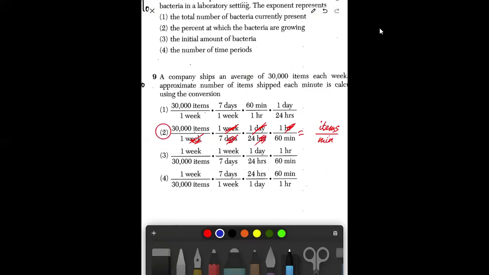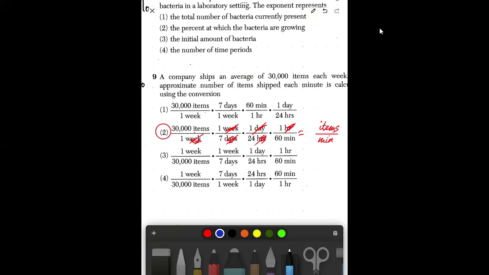Now, I'm going to show you another one that also cancels out, because when you get done with these conversions, you should have 1 unit on the top and 1 unit on the bottom. That's how you know that you're on the right track. But I'm going to show you another example where it does that, but it's not the right answer because it's not what we're looking for.